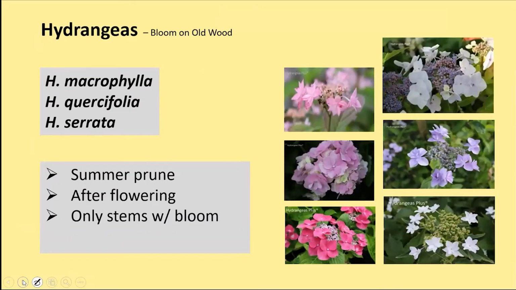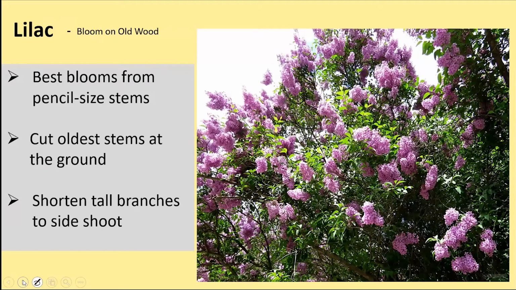Now, other types of hydrangeas, like the big leaf ones and the oak leaf ones, they bloom on the wood that developed last year. So they should be pruned right after flowering, and only the stems that have bloomed need to be pruned. Lilacs.